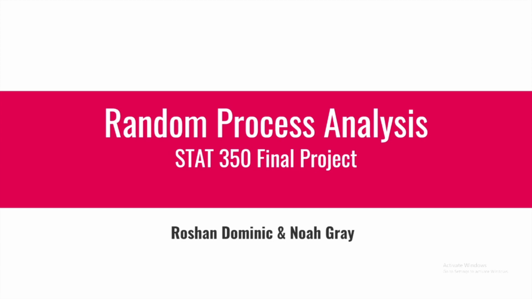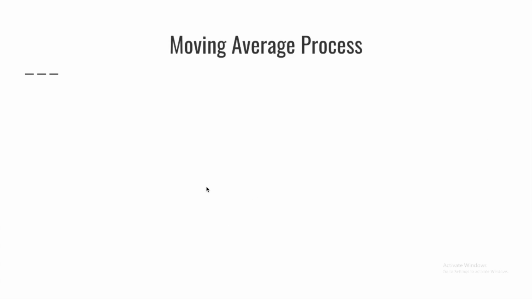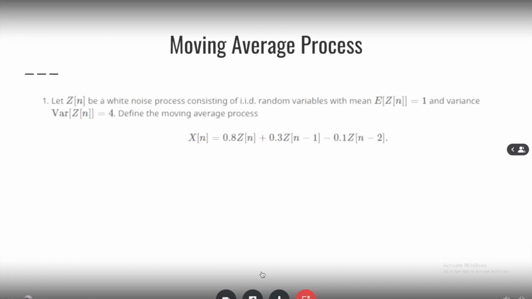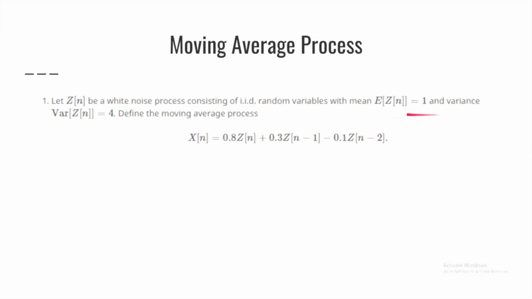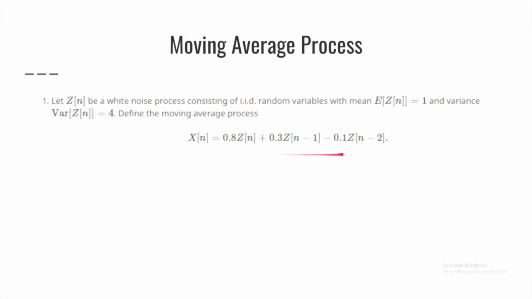We're going to talk about different random processes and analyze them. Our first one is the moving average process, which Noah will talk about right now. Here is the definition of the moving average process that we're discussing in the next couple of slides. We have some nice definitions for the expected value and the variance of these random variables inside the function. This function is essentially just the weighted values summed together of the three instances of these random variables.